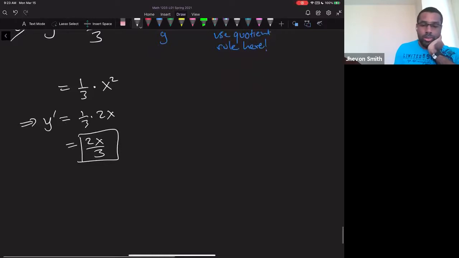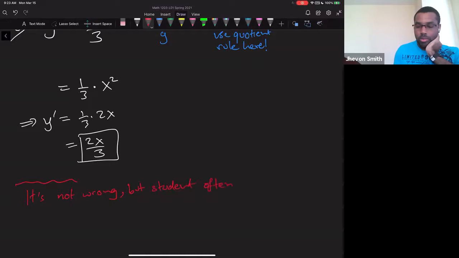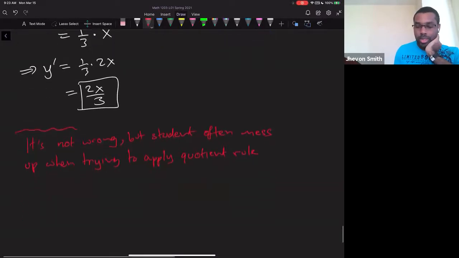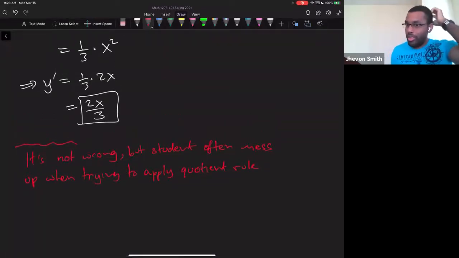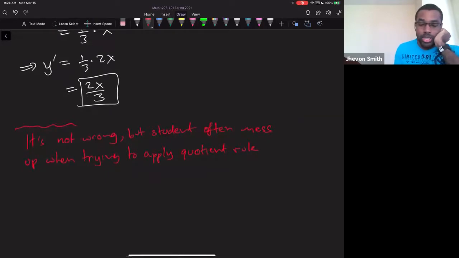So let me mention here, it's not wrong, but students often mess up when trying to apply the quotient rule. I actually did use the quotient rule here, and I still got the same answer. So it technically still works, right? Yes, if it's a math rule, it's going to work. So that's why I said it's not wrong.